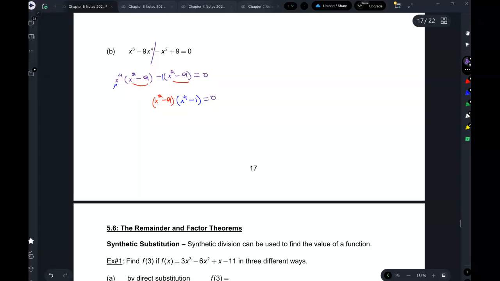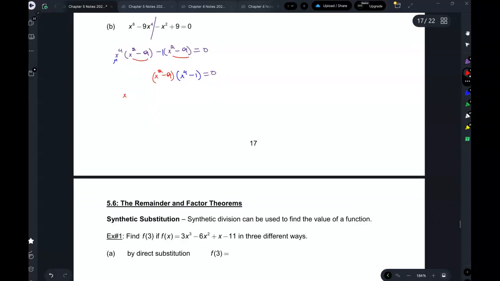Now let's factor further. So this factors as x minus 3, x plus 3. How does the blue factor? X squared plus 1, x squared minus 1. But that turns into x plus 1, x minus 1. So finally I have x minus 3, x plus 3, x squared plus 1, and then x plus 1, x minus 1.